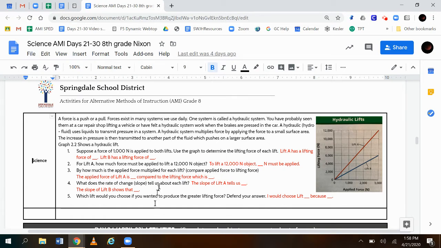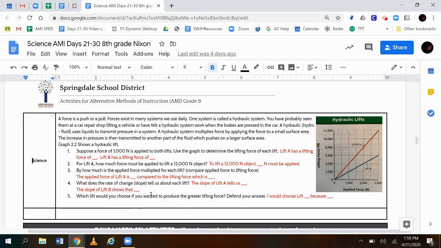Let's look at number 3. How much is the applied force multiplied for each lift? So you're going to compare the applied force to the lifting force. Remember, the applied force is down here and the lifting force is here. The best way to compare is always to just look at where they join. Here, 1,000 applied force becomes 2,000 in lifting force, and 2,000 in applied force becomes 4,000 in lifting force. So that's for lift B. Then you can do the same thing with lift A, and you can find out the answer to the question. Do you see the pattern? That's what you're looking for there, is the pattern.